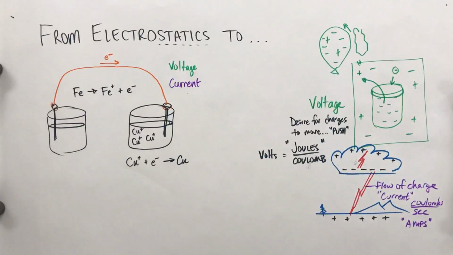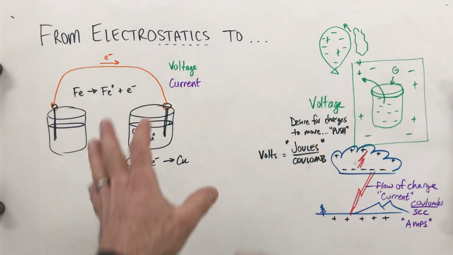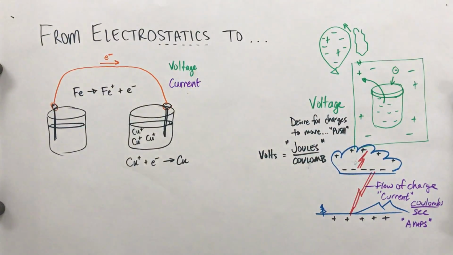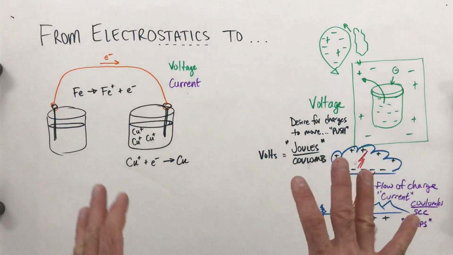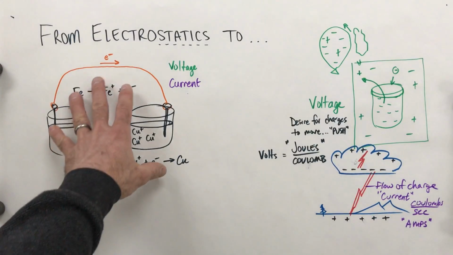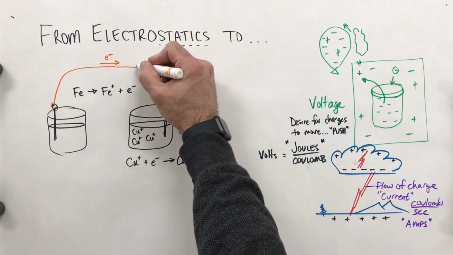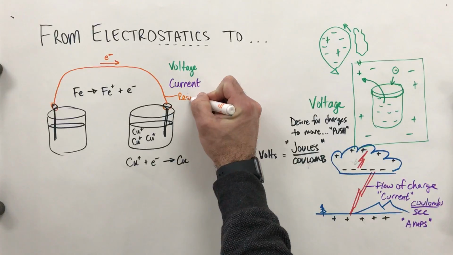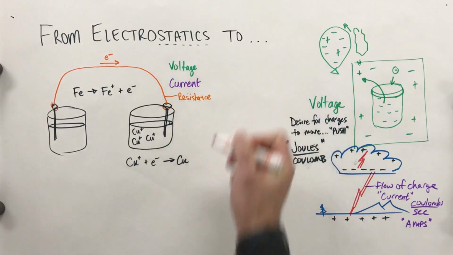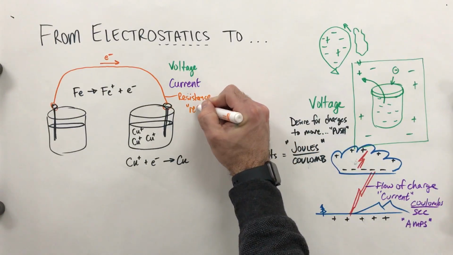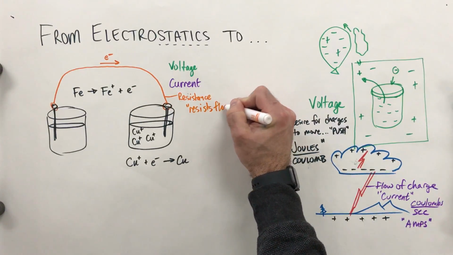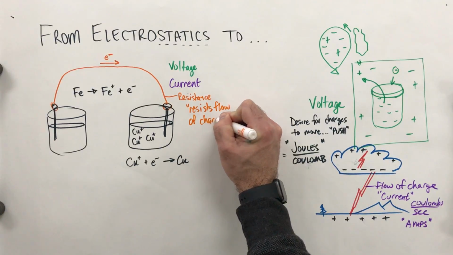Now, the last important term when we think about electric stuff doing cool things is the idea of resistance, okay? Resistance is present in any conductive material. So how do you draw that on here? I kind of already did, right? In my battery drawing, the wire itself has resistance. It resists the flow of charge. Let's write that in here. Resists the flow of charges.